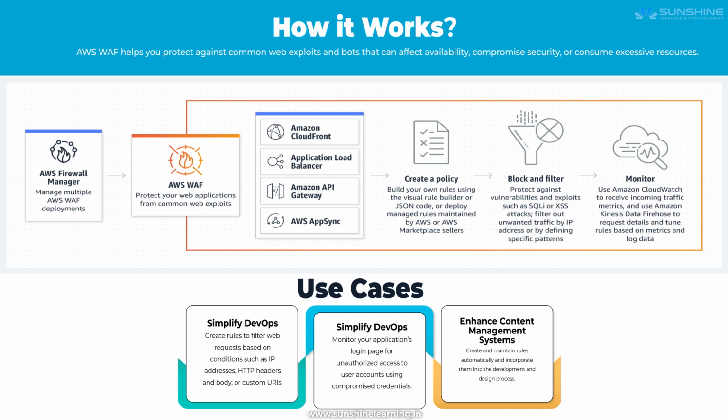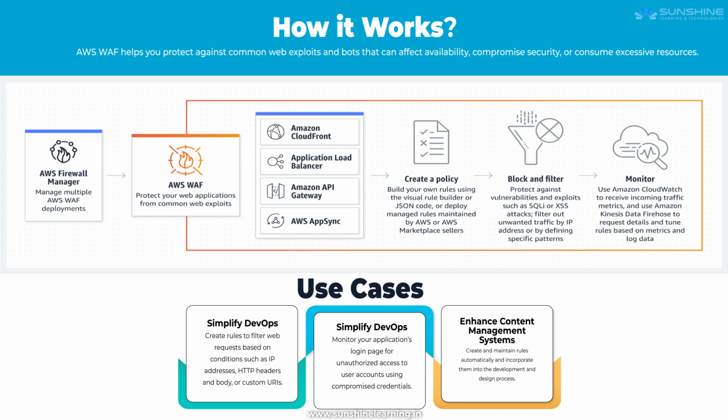You must be wondering that we have security groups for this kind of task also, but security groups are only used for some of the AWS services, like EC2 instances and RDS, but not for CloudFront or the load balancer. So if you want to protect these services also, you need to have the WAF. You can also have Firewall Manager that can manage multiple WAF deployments from a single place. You can create a policy, build your own rules in the WAF, block and filter, and monitor from CloudWatch how the traffic is moving towards your resources.